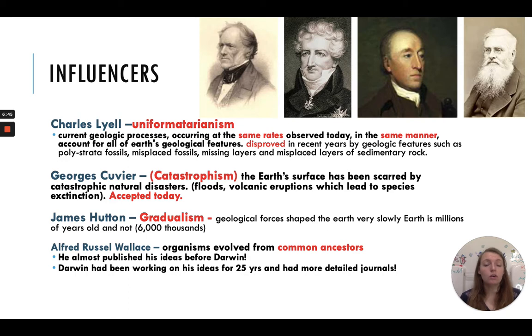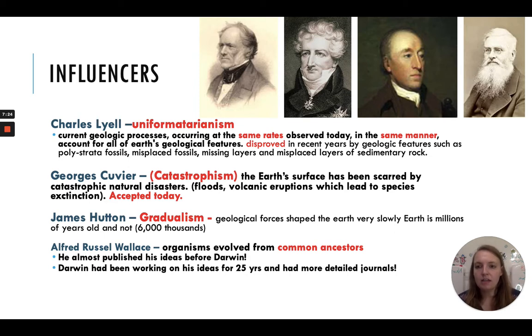So the first person that we're going to talk about is Charles Lyell. And Charles Lyell came up with the idea of uniformitarianism. So this is the idea that geologic processes that are happening right now, like earthquakes, erosion, landslides, things like that, okay? That these processes have been occurring at the same rate throughout Earth's history. So just like erosion is happening now outside, it was happening thousands of years ago in the exact same way. So that's the idea of uniformitarianism.